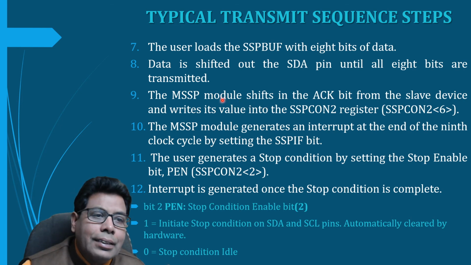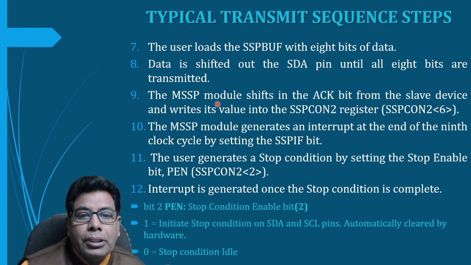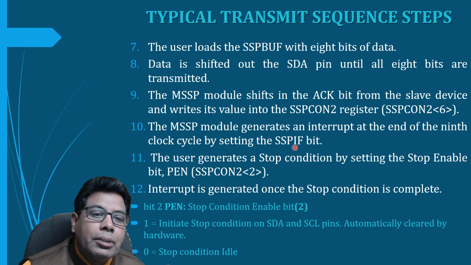Then the 9th step, the MSSP module shifts in the acknowledgement. So once we send the data, we'll get the acknowledgement from the slave device. Again this value will be written into SSPCON2 register bit 6. So just now we have discussed bit 6. If it is 1, we have not received the acknowledgement. If it is 0, acknowledgement is received. Then again the MSSP module generates an interrupt at the end of the 9th clock cycle by setting the SSP interrupt flag bit.